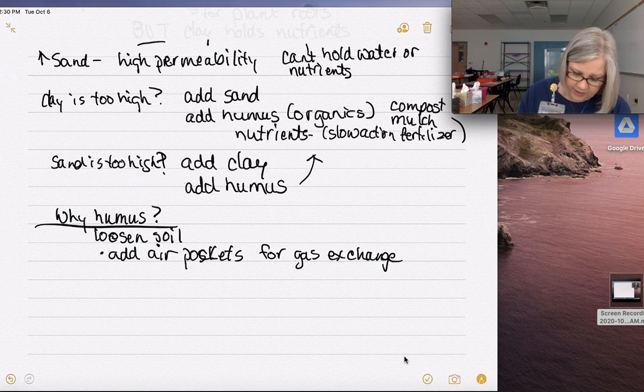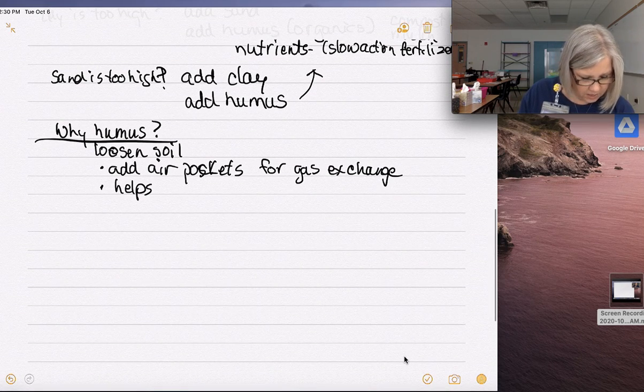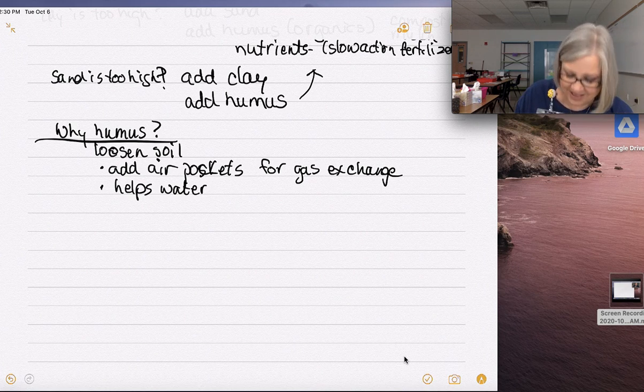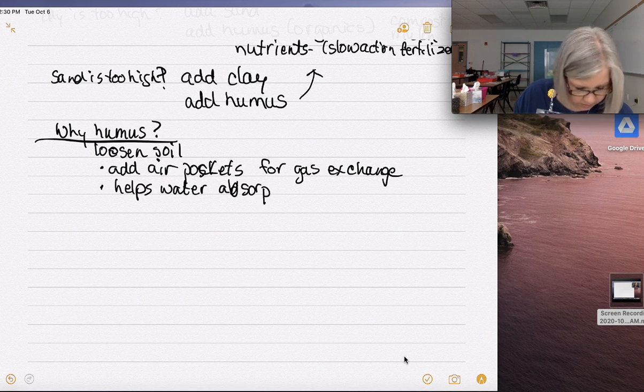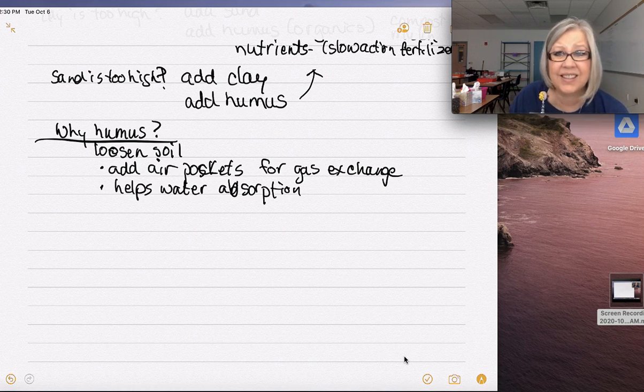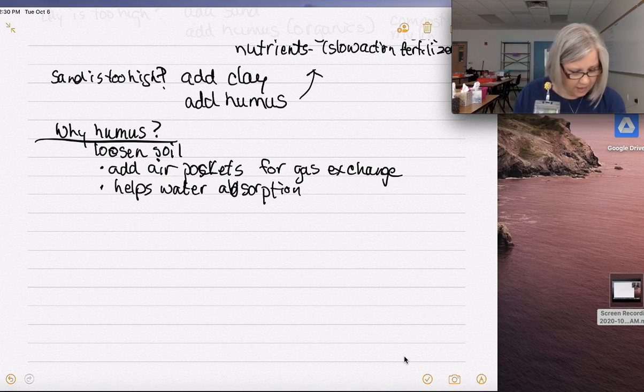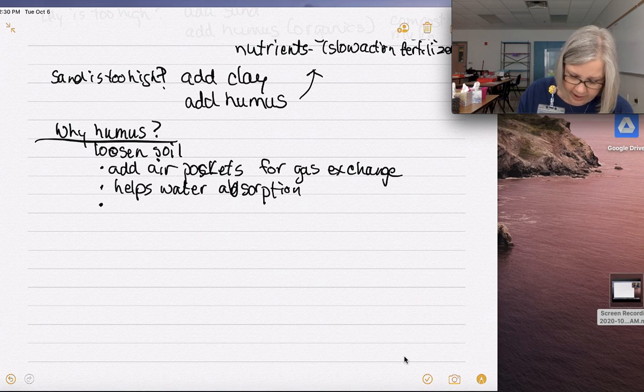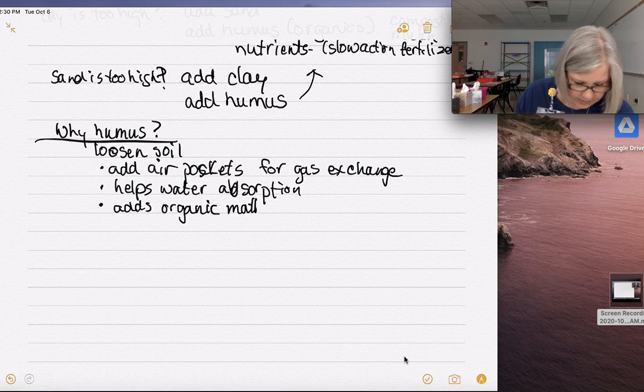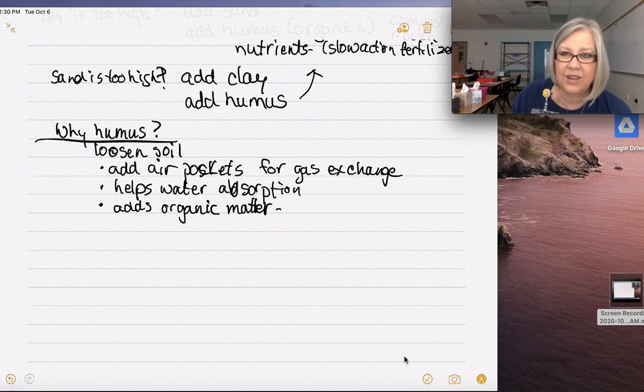Okay, another thing is that it helps water absorption. So we talked a little bit about that, right? It helps to be able to absorb water and give yourself a fighting chance to have more water in the soil. Okay, and it also adds organic matter. And the most important thing here is that it puts in nutrients, right?